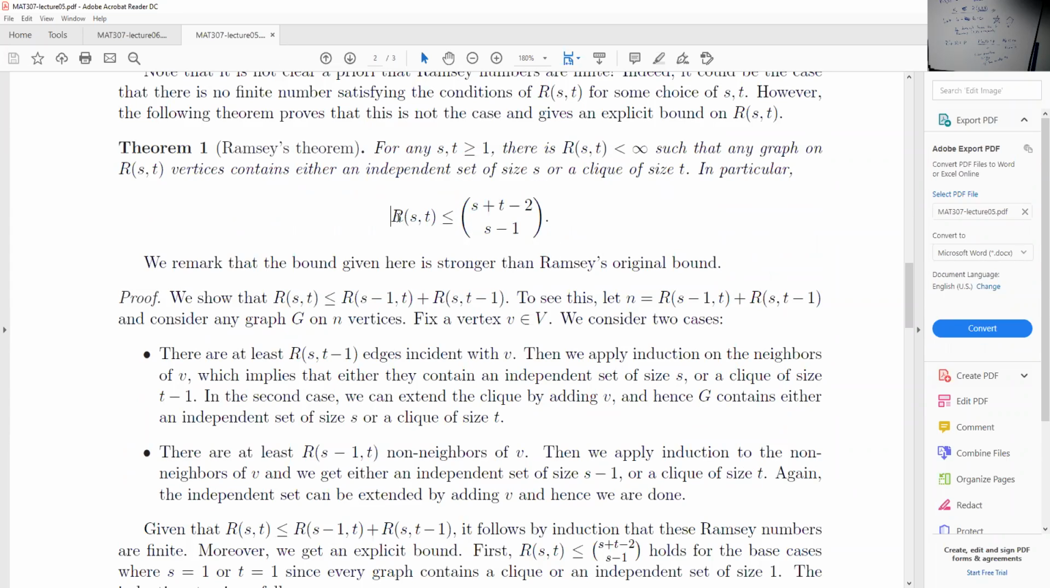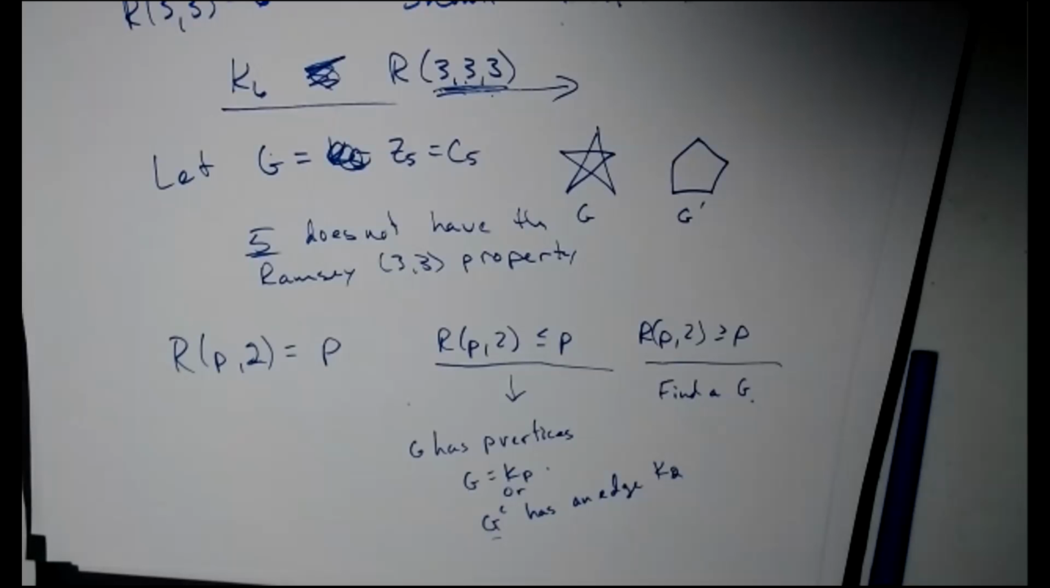I'm sorry, I keep highlighting it weird. If we look at this for the symmetric Ramsey numbers, like the 5, 5 case, then we'd see this is 5 plus 5 minus 2, 8, choose 4, which I don't know off the top of my head. Anybody know 8 choose 4 off the top of their head, or punch it in real quick? I don't have a calculator open, or else I would punch it in.